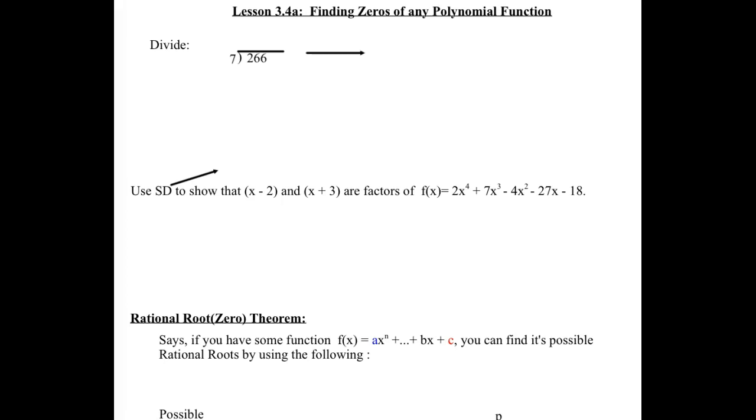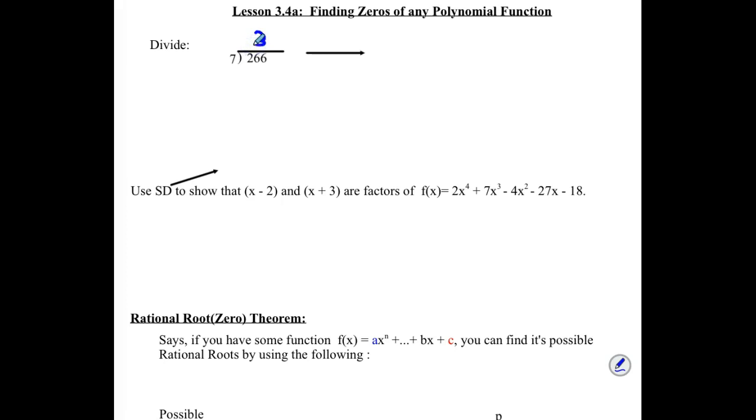Quick review. How do we divide with long division? I'm going to pause the recording. I want you guys to divide this out quick. All right, so 7 goes into 266. How do we do this? 7 goes into 26. How many times? 3. We put a 3 on top.